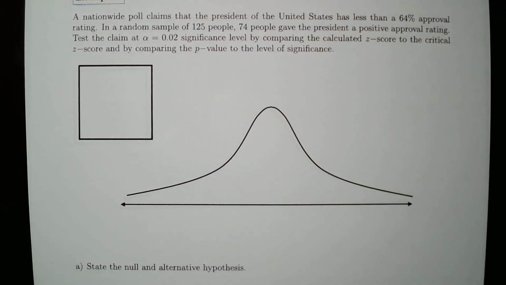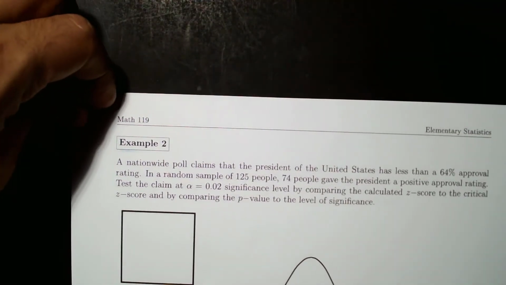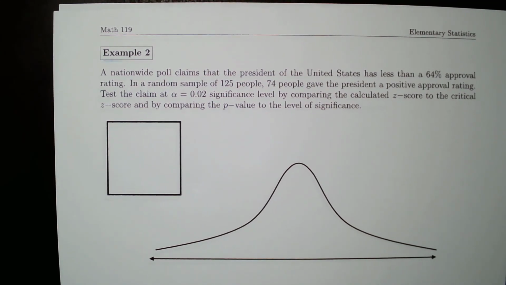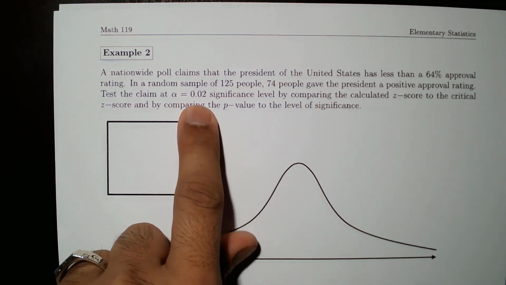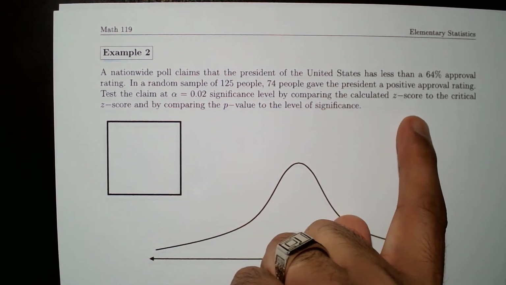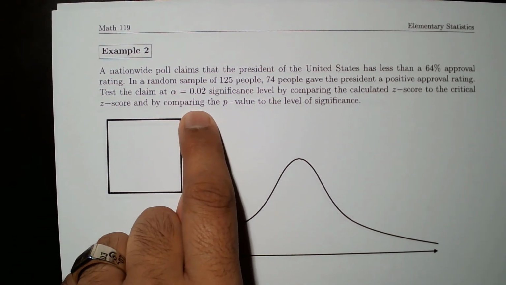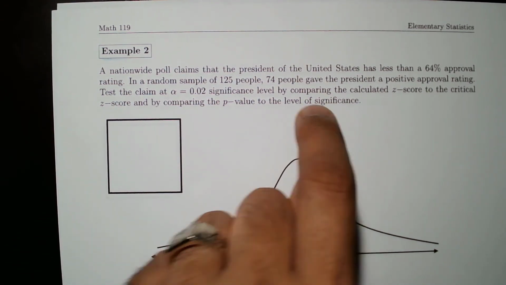Nationwide polls claim that the President of the United States has less than 64% approval rating. In a random sample of 125 people, 74 of them gave the President a positive approval rating. Test the claim at alpha 0.02 significance level by comparing the z-score to the critical z-score and by comparing the p-value to the level of significance.